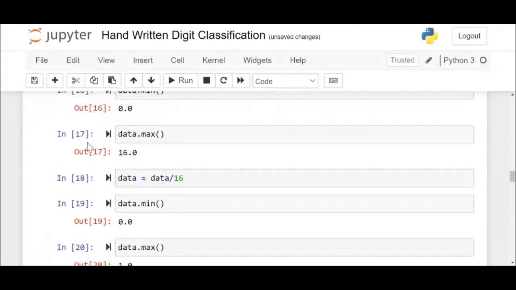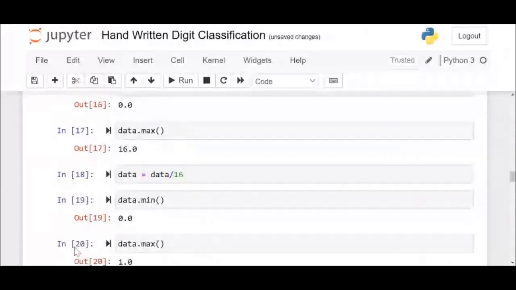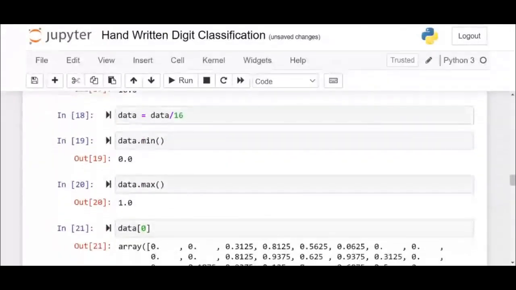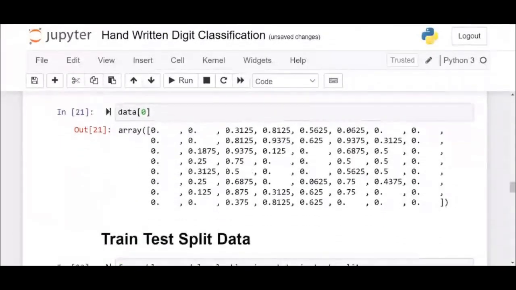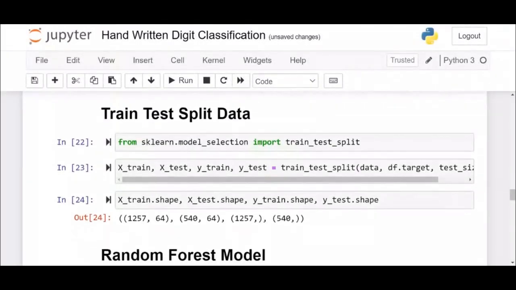So now instead of 0 to 16, my image values range between 0 and 1. That is how we do the scaling of images. This is how a single 0 digit looks after scaling. Then we use the train test split. Our 70% of the 1797 data is 1257, which is our training sample, and 540 is our test sample.